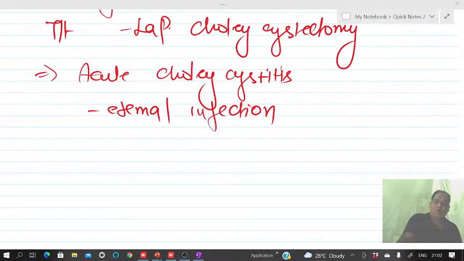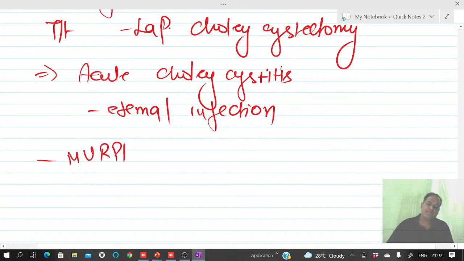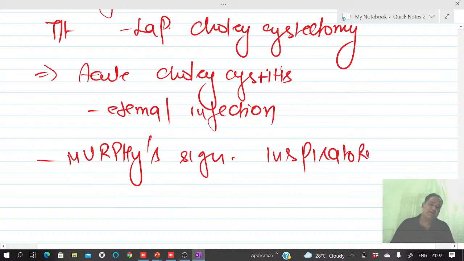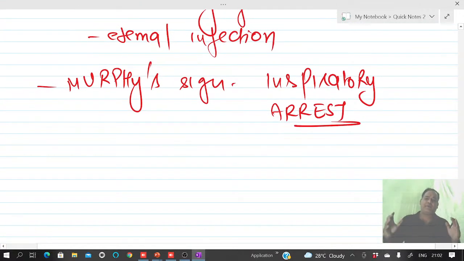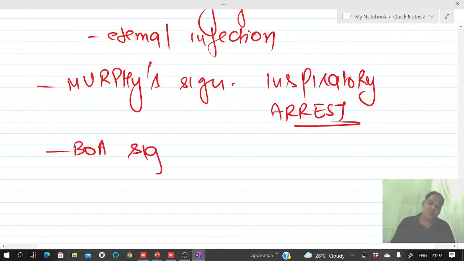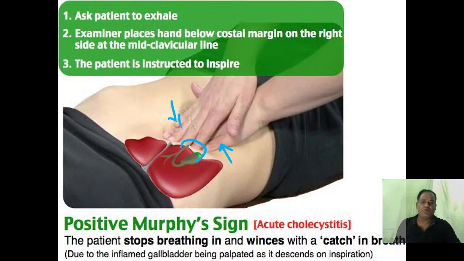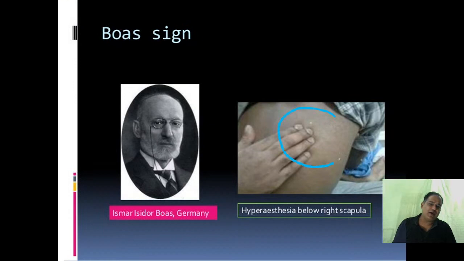So this is called Murphy's sign. What is Murphy's sign? That is inspiratory arrest. The patient won't be able to complete his or her breath. Also, your patient may display Boas sign. Let me just show you Boas sign. There will be hyperesthesia below the right scapula due to irritation of the peritoneum.